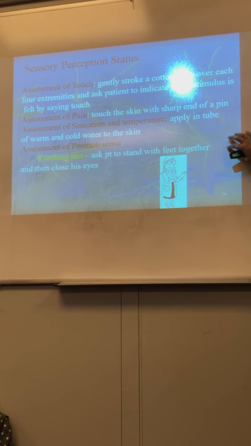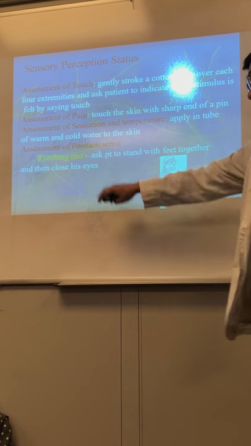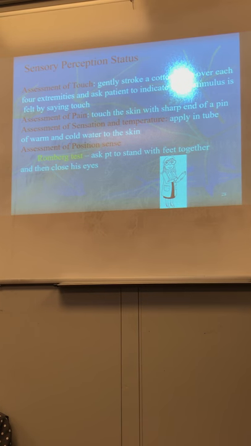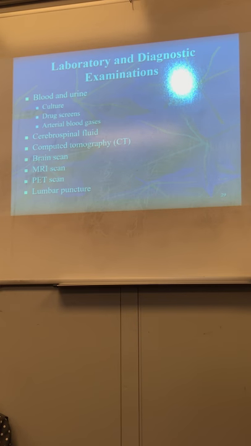Then assessment of position sense. An example is the Romberg test. You ask the patient to stand with feet together, I wish my patient was here, and then close the eyes. See if the patient is able to maintain that position without being shaky or even falling down.